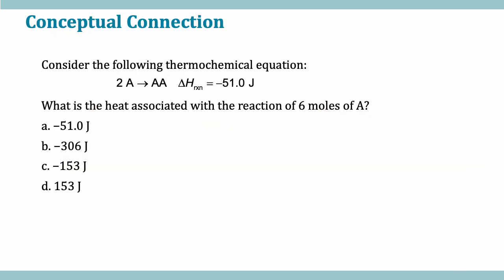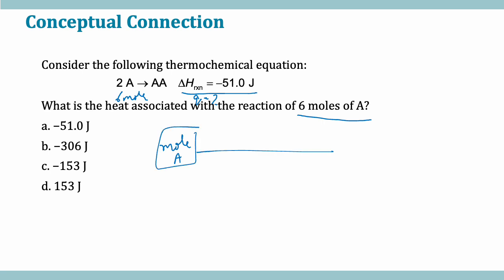Question. Consider the following thermochemical equation. 2A gives A2. Delta H is negative 51 joules. What is the heat associated with the reaction of 6 moles of A? So the question is, if I have 6 moles of A, what would be the heat? Okay, so moles of A, heat is what the question is asking. What is my conversion factor between moles and heat here?